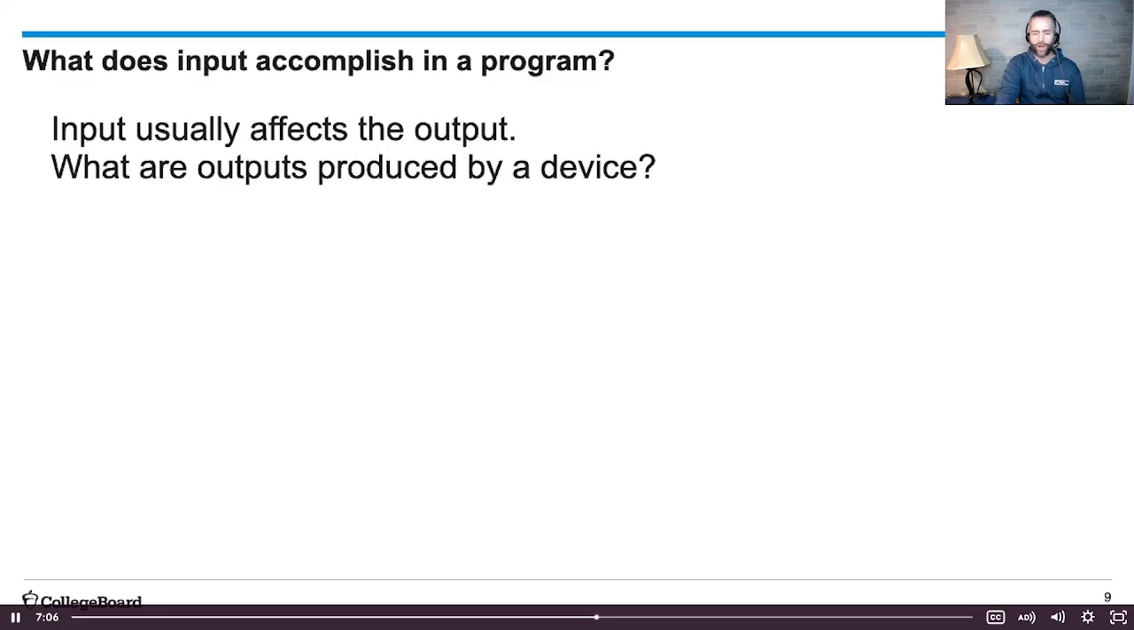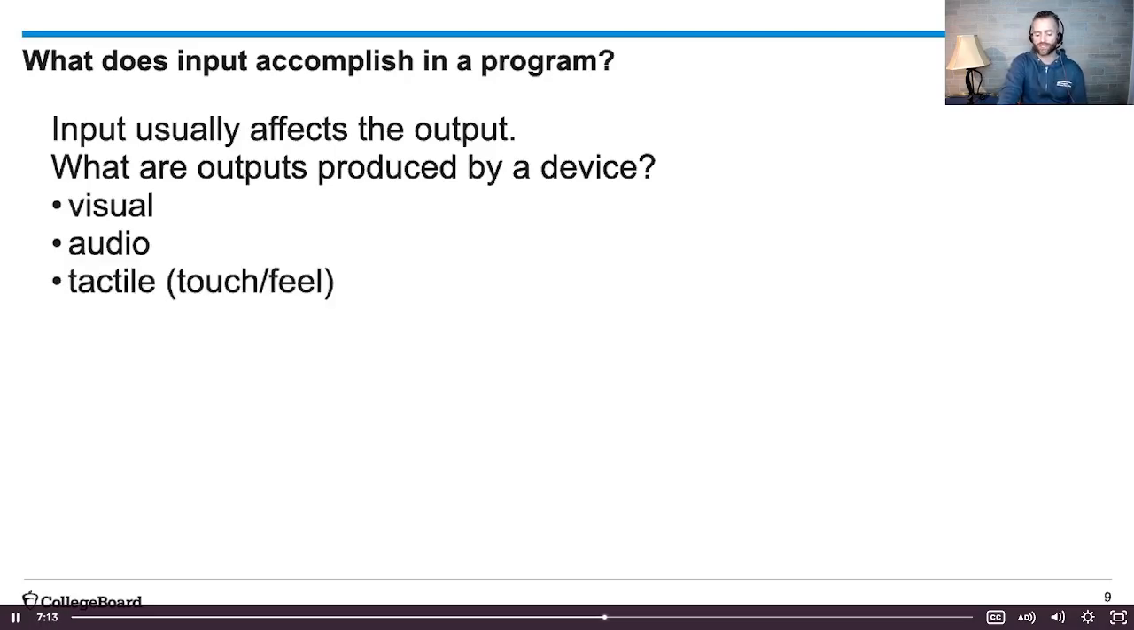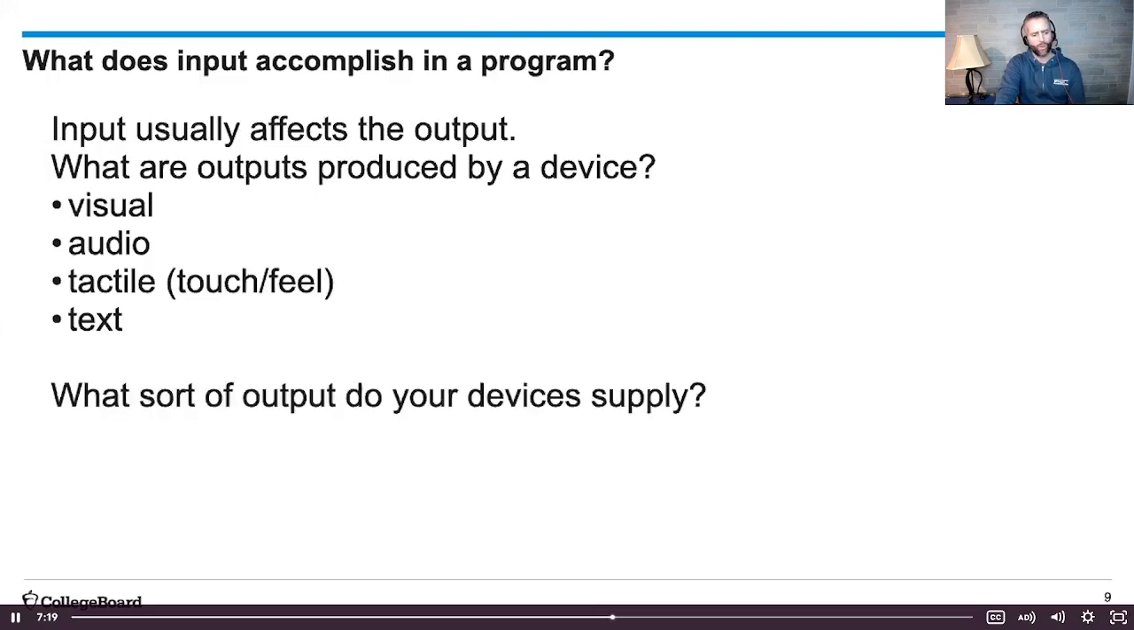All right. What outputs are produced by a device? Well, visual, audio, tactile, things that you can touch or feel, right? Text. All right. So when we think about this, what sort of output do your devices supply? Let's think about your smartphone or tablet, right? Obviously visual. When you do certain things, the screen changes, right? You can see things on your screen based upon the things that you have pressed or the things that you have said, okay?